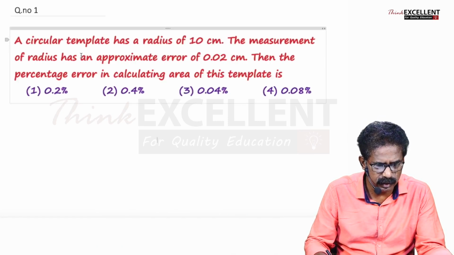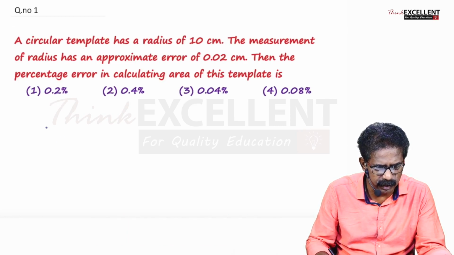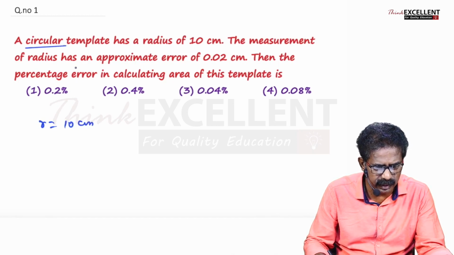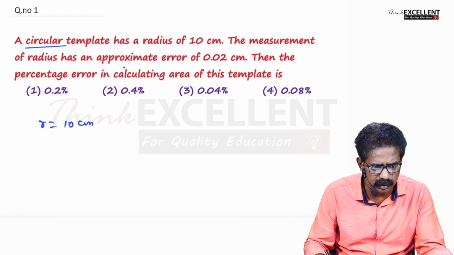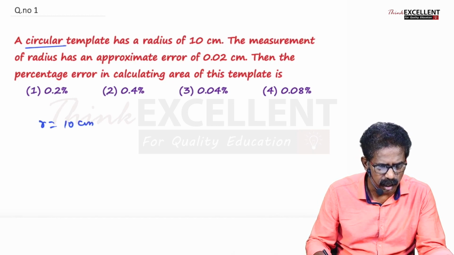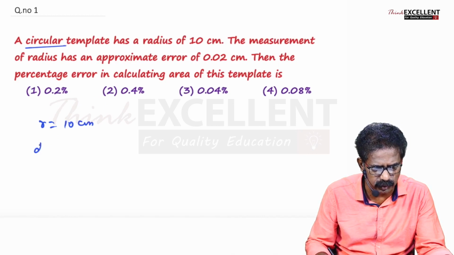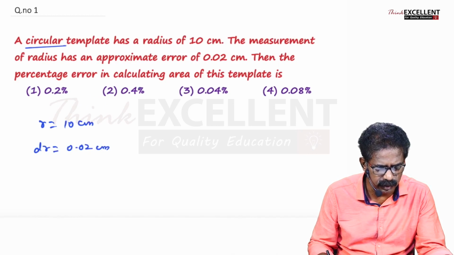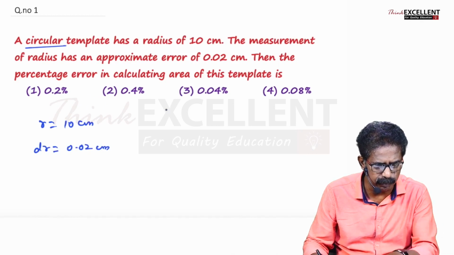A circular template has a radius 10 centimeters. So radius is 10 centimeter. It is a circle, right? That's more important. The measurement of radius has an approximate error of 0.02, error in radius, so that is dr, 0.02 centimeter. Then the percentage error in calculating the area of this template.